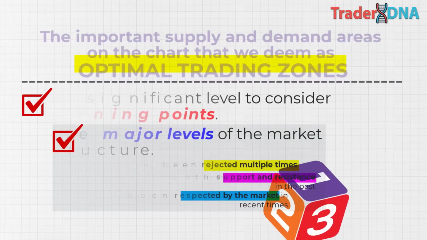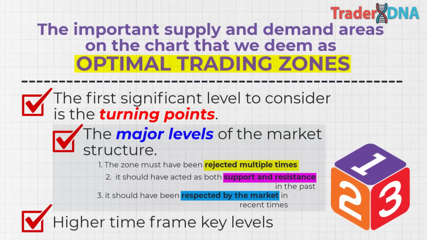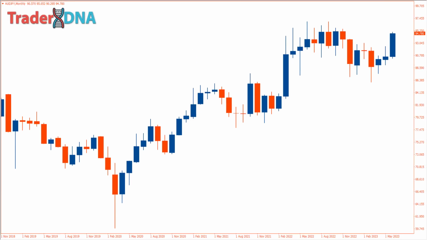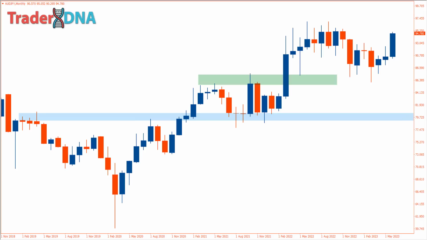Moving on, let's discuss higher time frame key levels. Many of the key levels you come across on lower time frames may not be visible when using daily, weekly, or monthly time frames. However, the visually obvious levels on higher time frames hold significant importance. These higher time frame key levels are of very high quality, as price often reacts strongly to them. Even a minor reaction can lead to a major reversal on lower time frames.